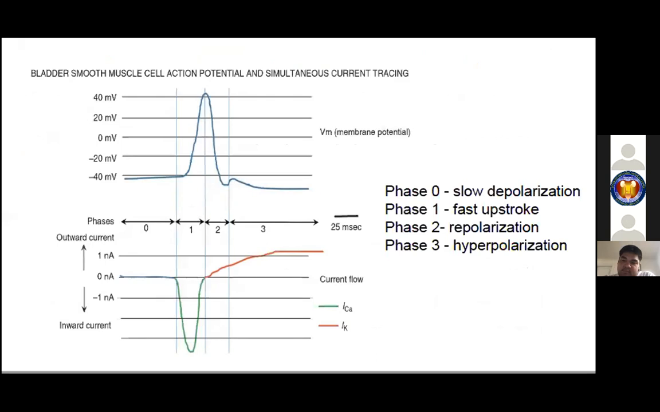So this image shows the membrane potential and the current flow in a detrusor myocyte action potential. There are four phases of the action potential, and each phase is mediated by a different ionic current. Phase 0 is slow depolarization. Phase 1 is the fast upstroke of the action potential mediated by calcium inward current. Phases 2 and 3 are hyperpolarization of the action potential mediated by potassium outward current.